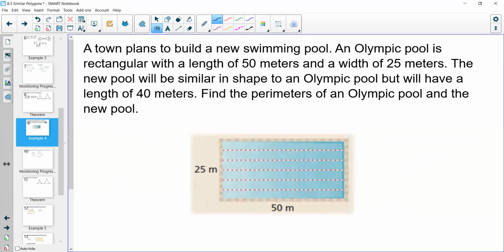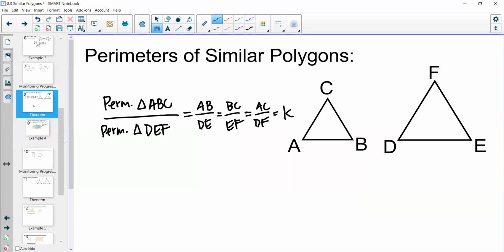Okay, here we go. To find the perimeters of the Olympic pool and the new pool, here's what we're going to do. The perimeter of the Olympic pool, well, this is a rectangle, so it's 50 and 25. As we add these together, the perimeter of the Olympic pool is going to equal 150 meters. Great. Now to find the perimeter of the new pool, we're going to have to look at that proportion, because remember, we established that the proportion between the two shapes is going to be the same as the proportion between the sides.